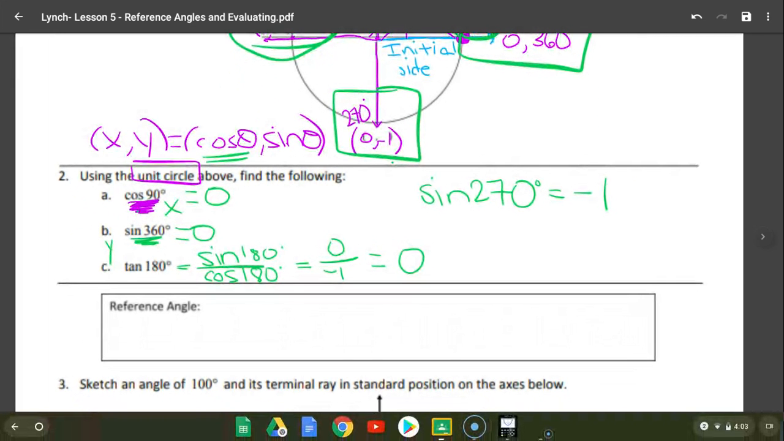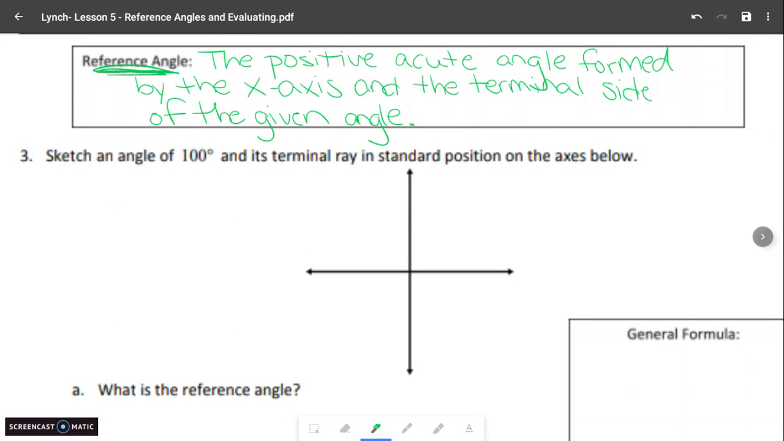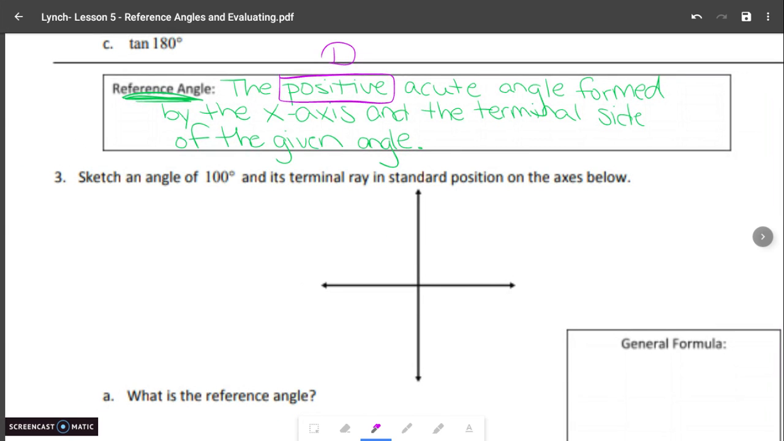Now we have here the definition of a reference angle, so you can pause the video and copy it down if you want. The definition of what we're going to find is called a reference angle. It is the positive acute angle that is formed by the x-axis and the terminal side of the given angle. So 2 things to point out. 1, it has to be positive. And 2, your reference angle has to be an acute angle, which we should remember means that it is less than 90 degrees.